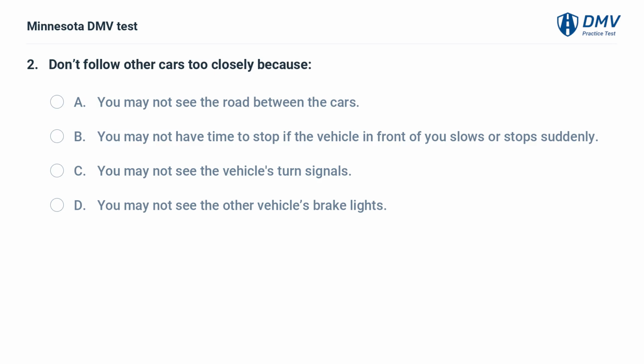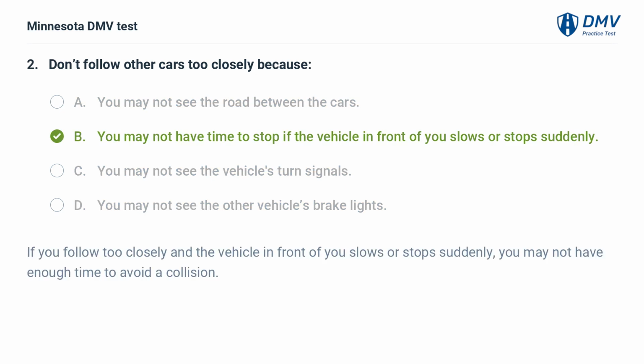Don't follow other cars too closely because A. You may not see the road between the cars. B. You may not have time to stop if the vehicle in front of you slows or stops suddenly. C. You may not see the vehicle's turn signals. D. You may not see the other vehicle's brake lights. B. You may not have time to stop if the vehicle in front of you slows or stops suddenly. If you follow too closely and the vehicle in front of you slows or stops suddenly, you may not have enough time to avoid a collision.